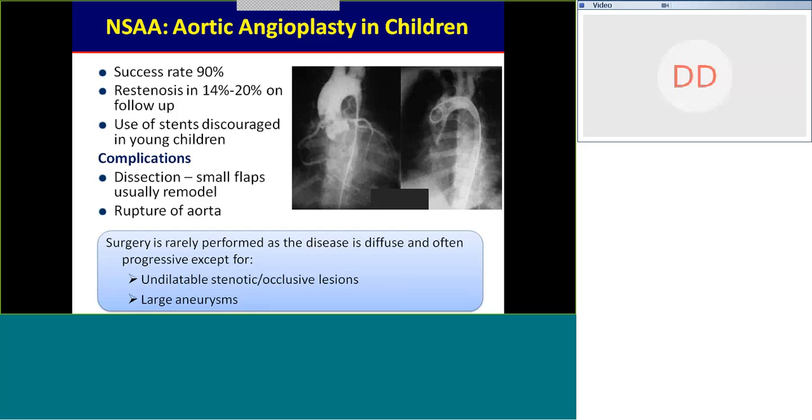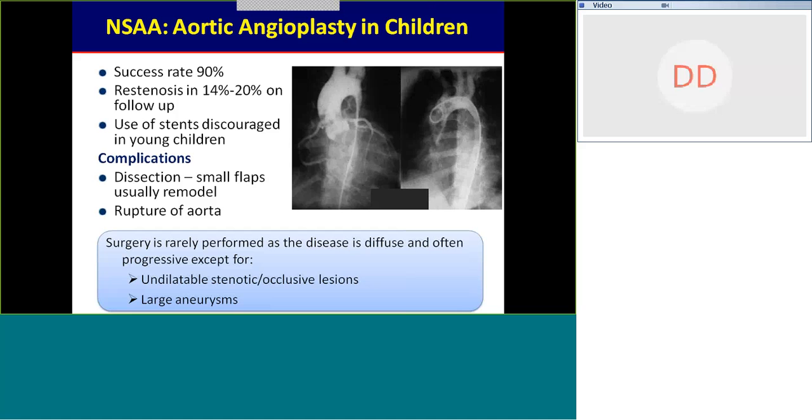When we dilate, the complications are not uncommon. You can get flaps. In fact, you always get a little bit of dissection. If it is localized, producing a small flap, you can just leave it. It's likely to remodel over a period of time, sometimes remodels with an aneurysm. But if it is a large dissection, then we have to be ready with stenting, especially covered stent.